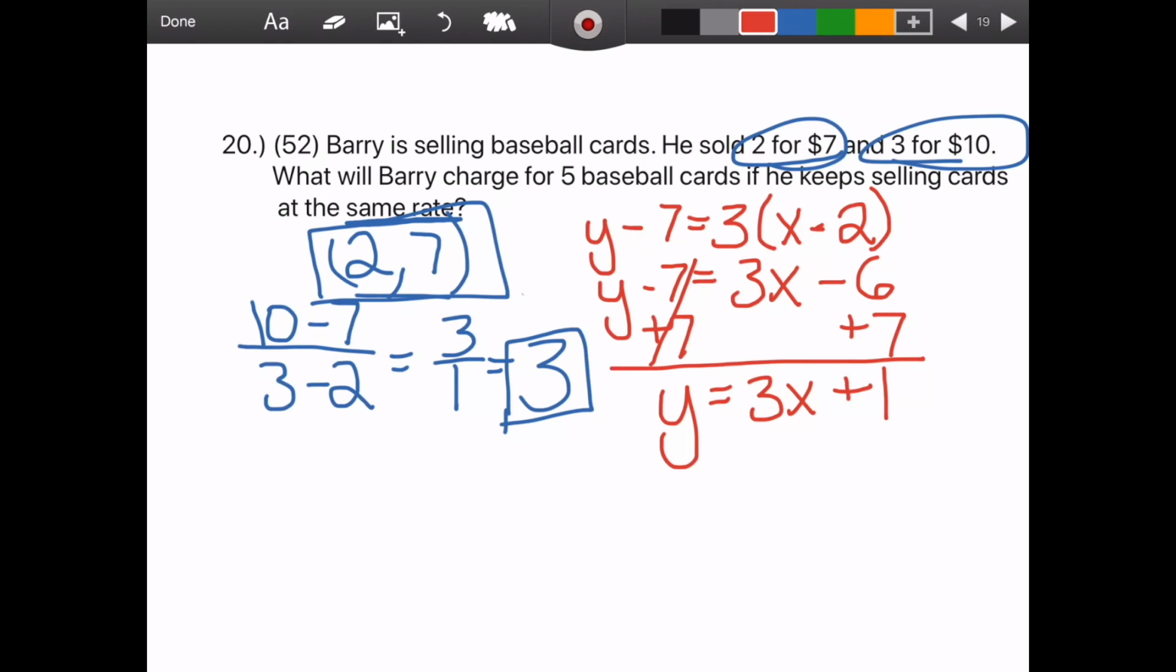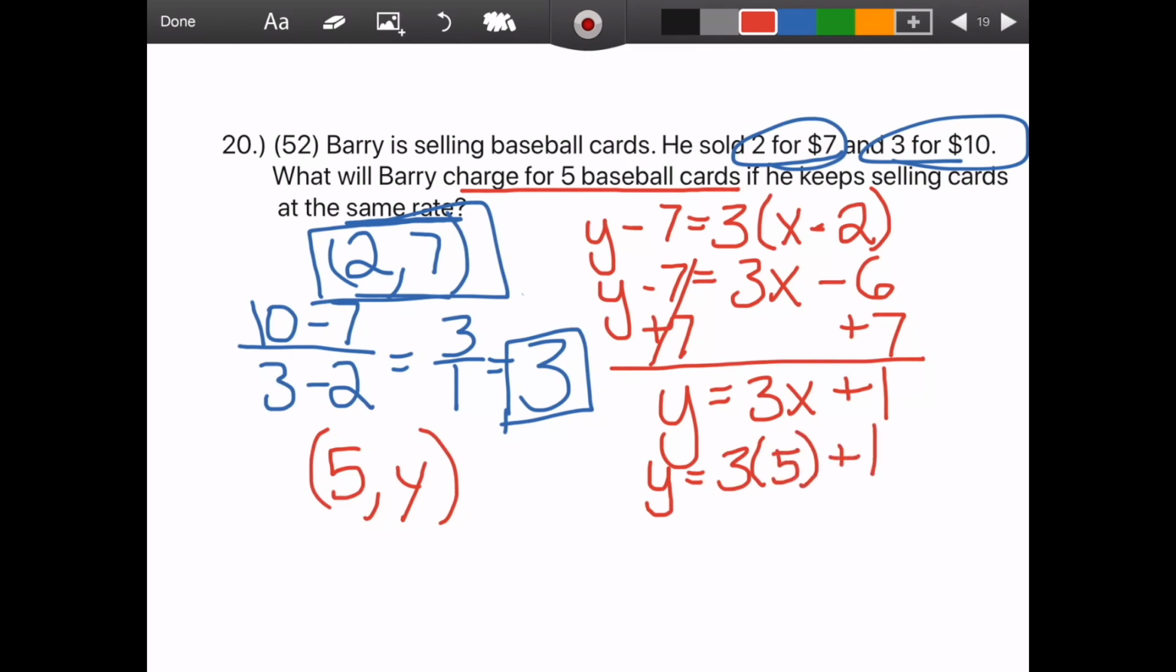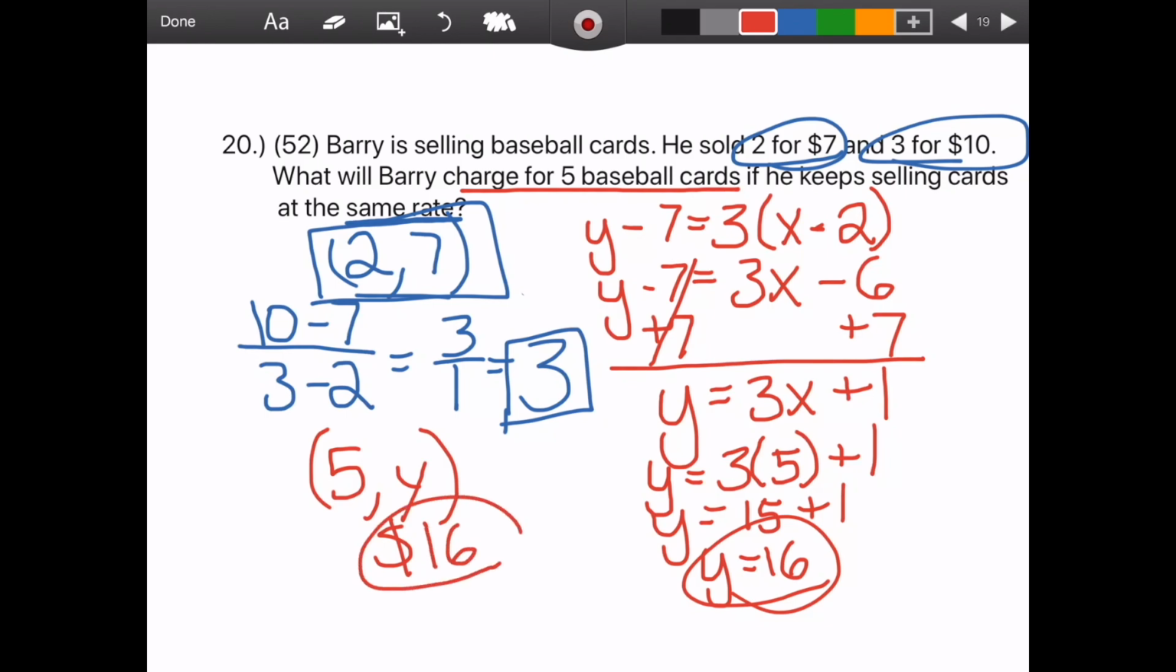Now, we want to know how much will he charge for 5 baseball cards. So we have 5, and we want to know how much he is going to charge. So we're trying to find that y. So I can easily just do y equals 3, plug in 5, and see what the corresponding y is. So y equals 15 plus 1. So y equals 16. So for 5 baseball cards, he's going to charge $16.